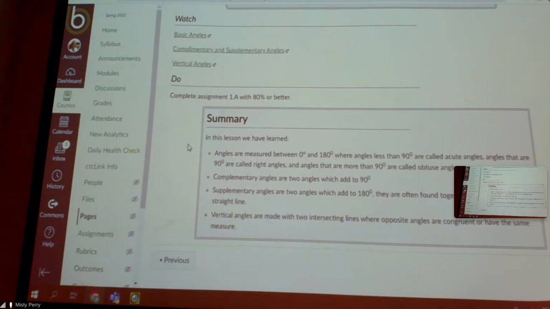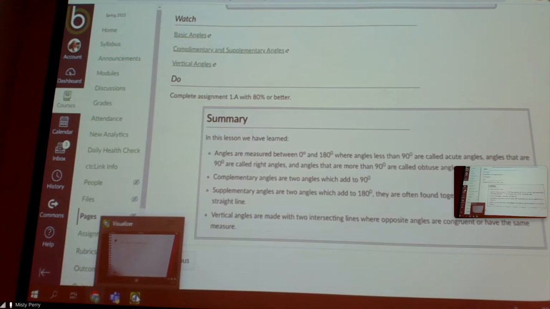So on this, what we want to make sure you know is angles are measured between 0 and 180 degrees. Angles less than 90 are called acute. Angles that are 90 are called right. Angles that are more than 90 are called obtuse. Complementary angles are two angles which add to 90. Supplementary angles are two angles that add to 180. They are often found together, adjacent, forming a straight line. Vertical angles are made out of two intersecting lines where the opposite angles are congruent or have the same measure.